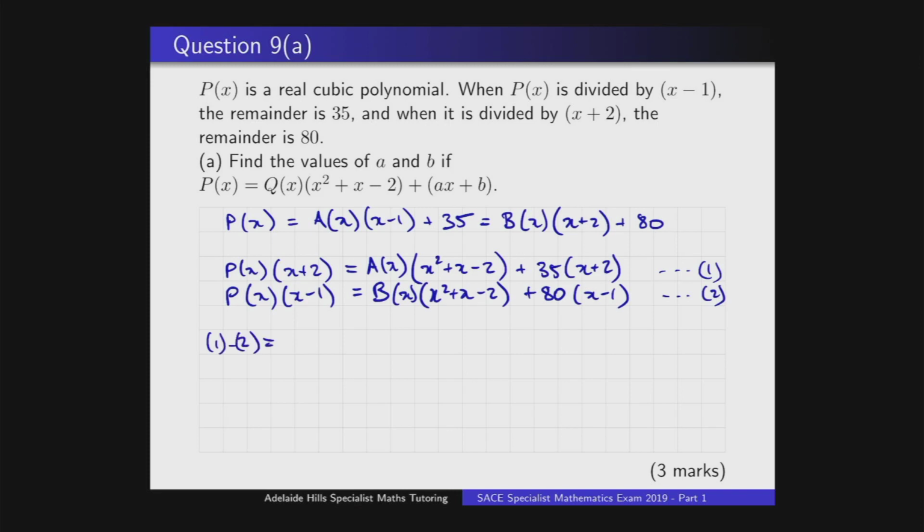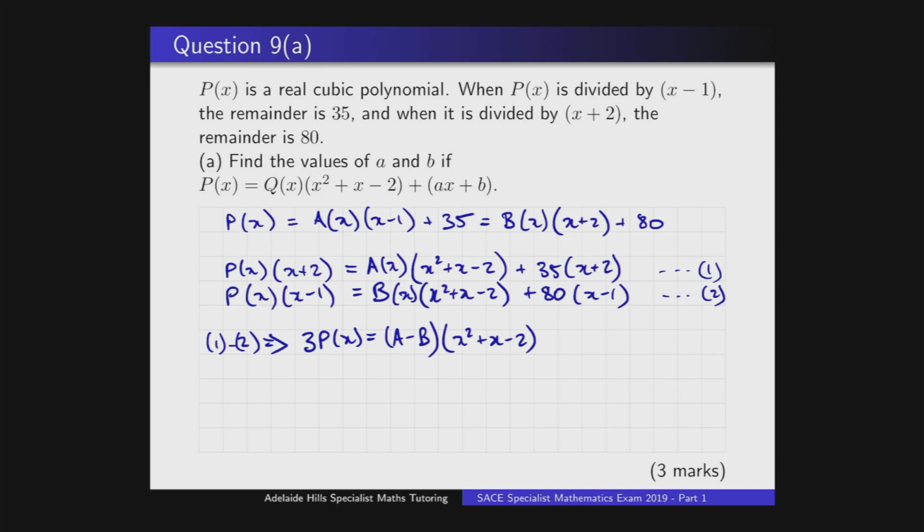If we look at the left-hand side, what we get is p of x times (x plus 2) minus p of x times (x minus 1). The x's cancel, and 2 minus minus 1 gives us a 3, so we get 3 p of x. And then we get A minus B. I won't write the x's there, but they're polynomials. This is a common factor, so it doesn't change: x squared plus x minus 2.